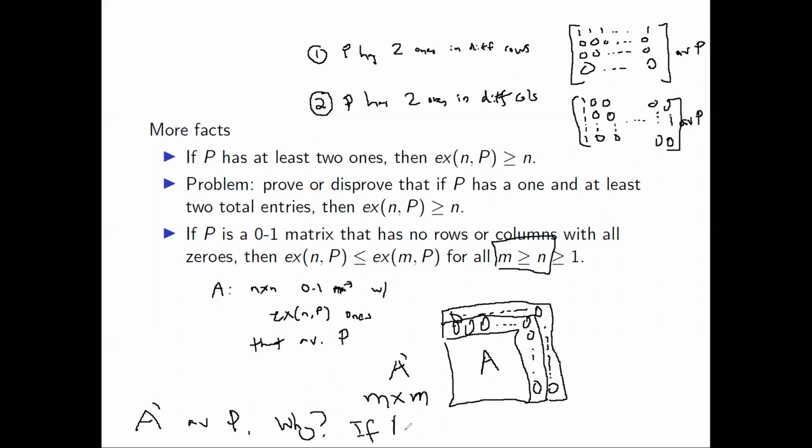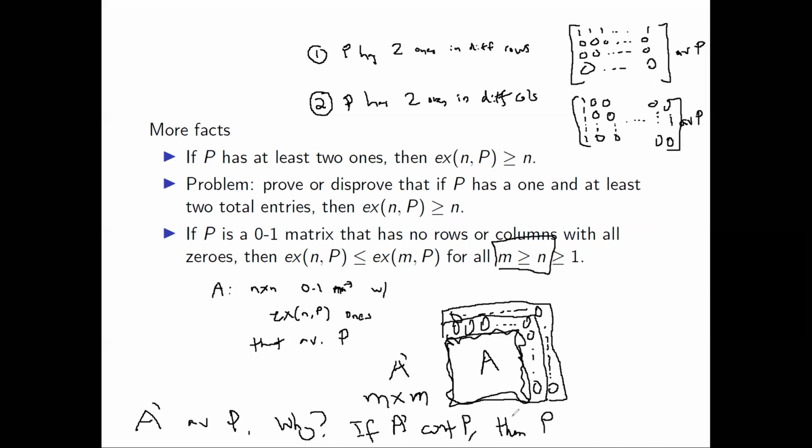Well, if A prime contained P, then the copy of P cannot have all been from the submatrix of A prime on A. So the copy of P can't all have been from this part because we assume that A avoids P. If the copy of P was from that submatrix, then we would have known that A contained P, which would contradict our assumption about A. So the copy of P in A prime must use one of the new rows and columns.